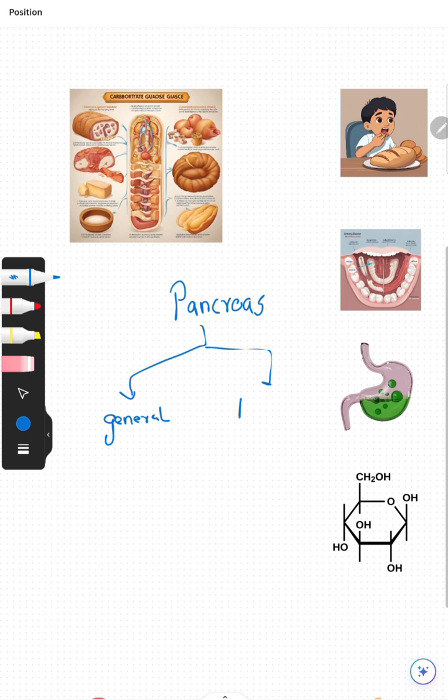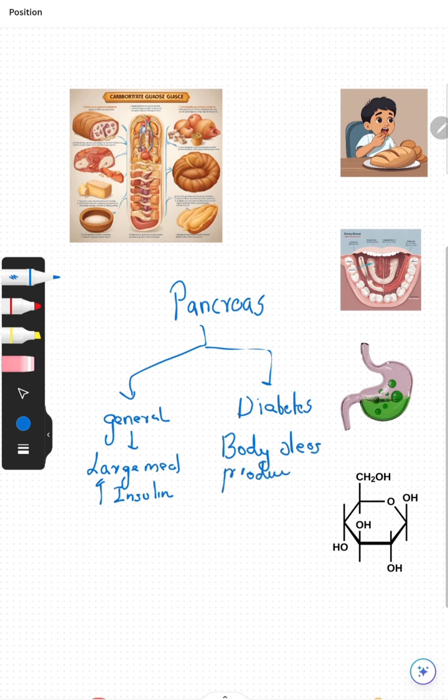In a general person and a diabetic patient, the process is completely different. In general, a large meal secretes more insulin. While in a diabetic patient, it depends: the body does not produce insulin, or produces more insulin, but the body does not accept it.